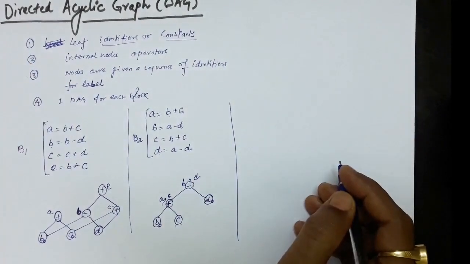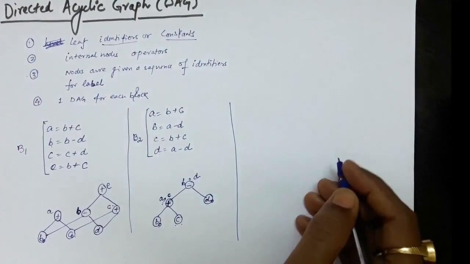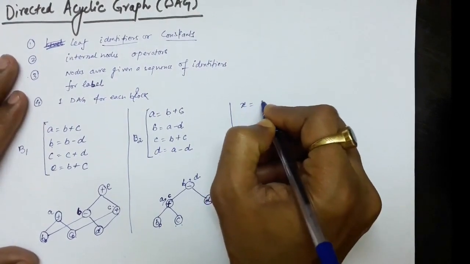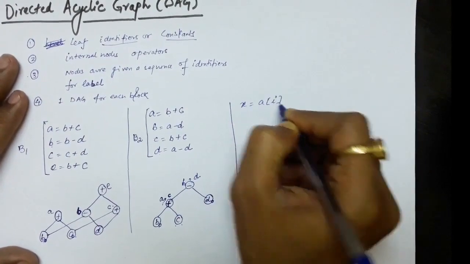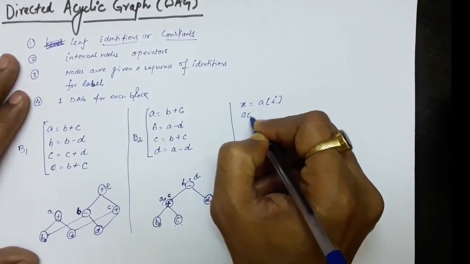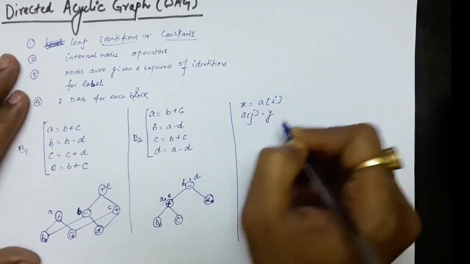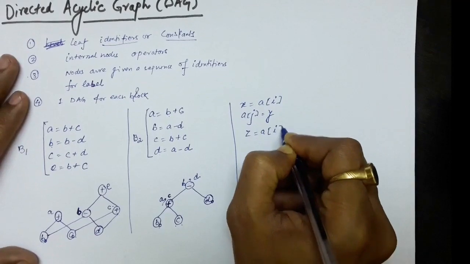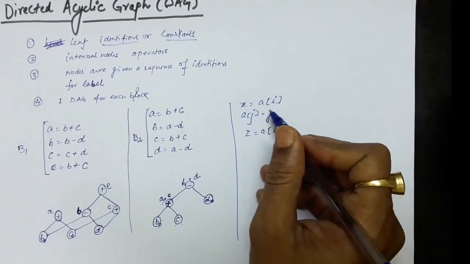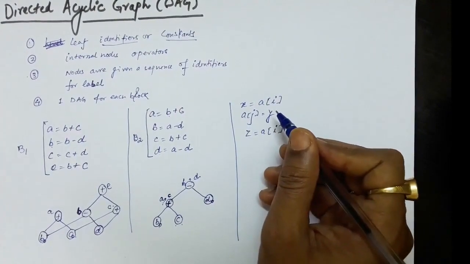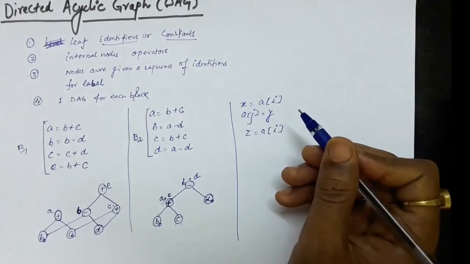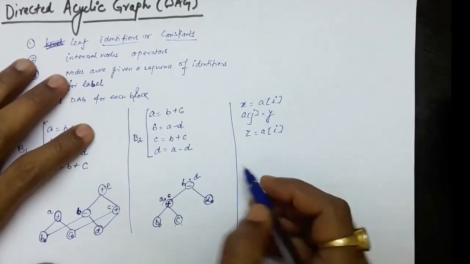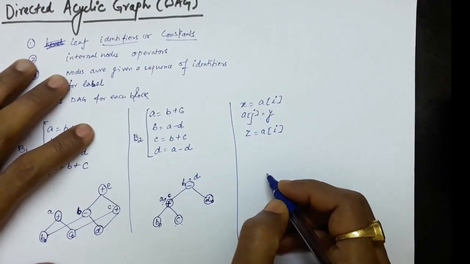Now we can take one more example of this basic block. Let's say this is X equals to A[I], and then A[J] is equals to Y, and then Z equals to A[I]. Now it is very interesting that we have the array operations. For array operations, these angle brackets are kept in the internal nodes. So the first thing is X equals to A[I].